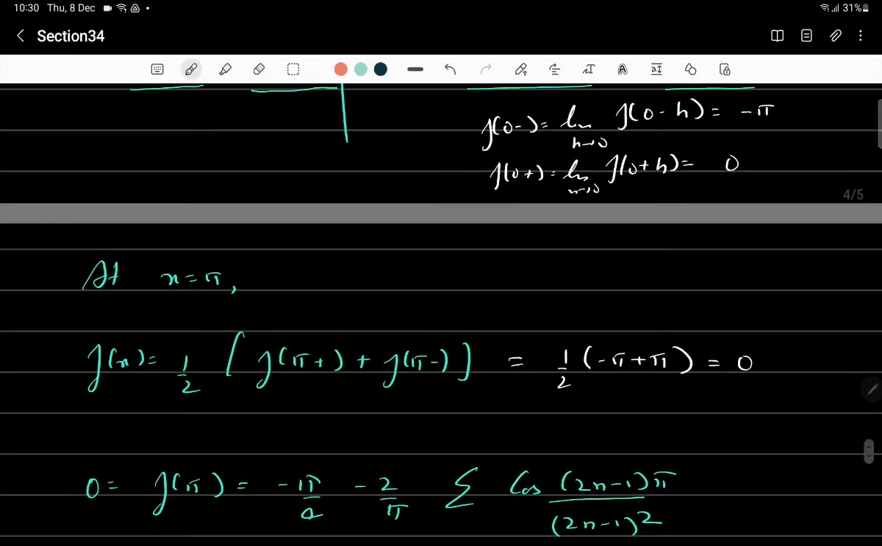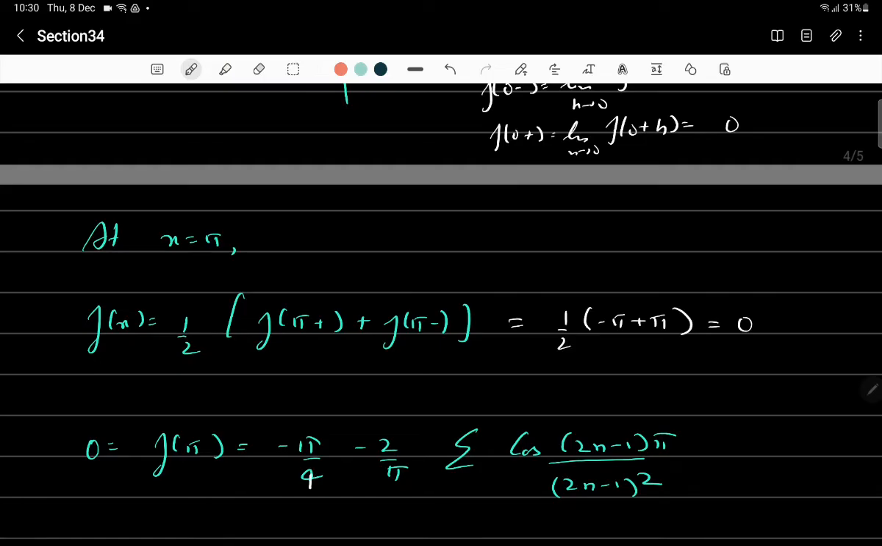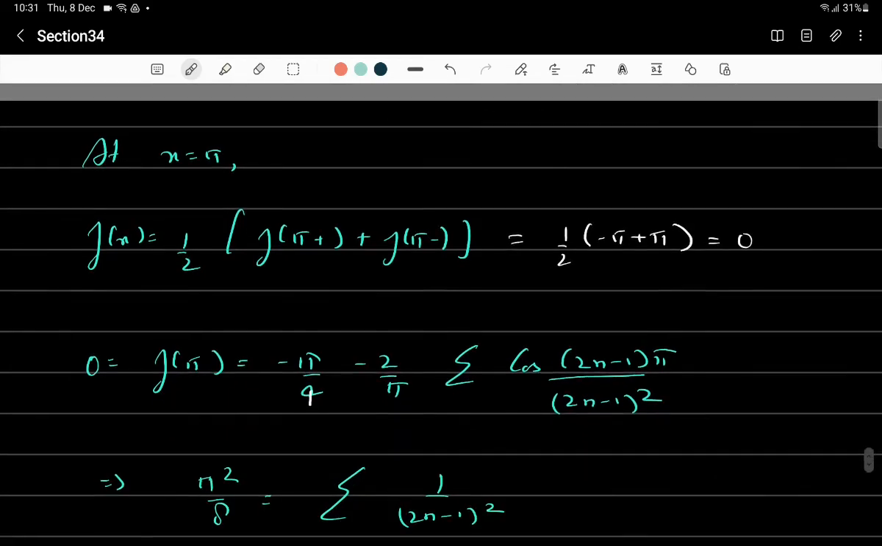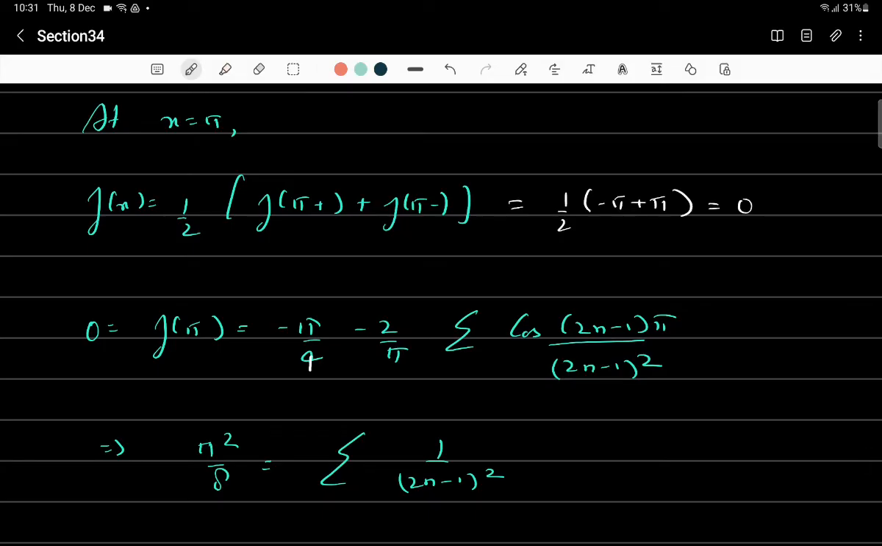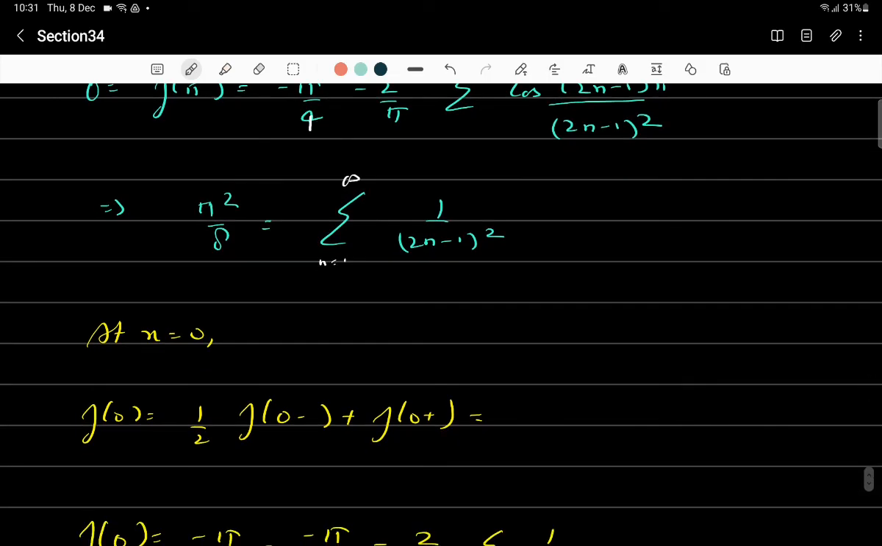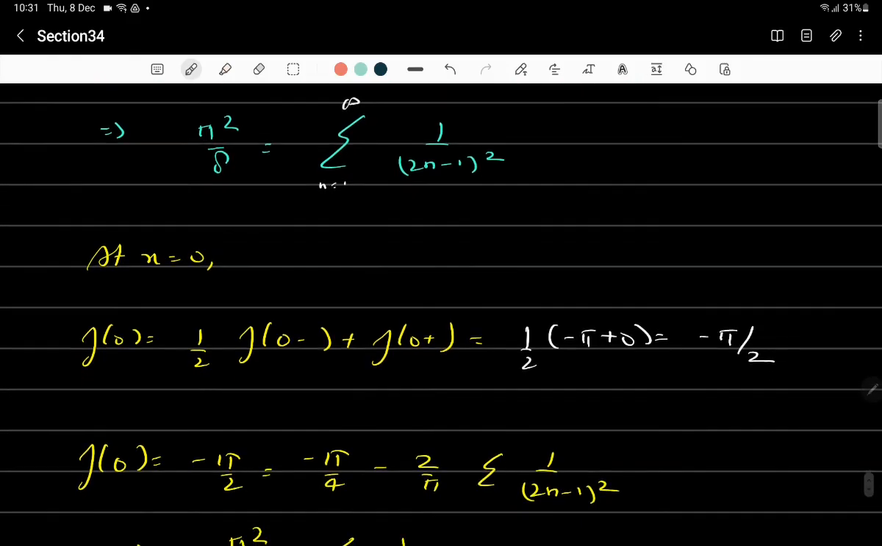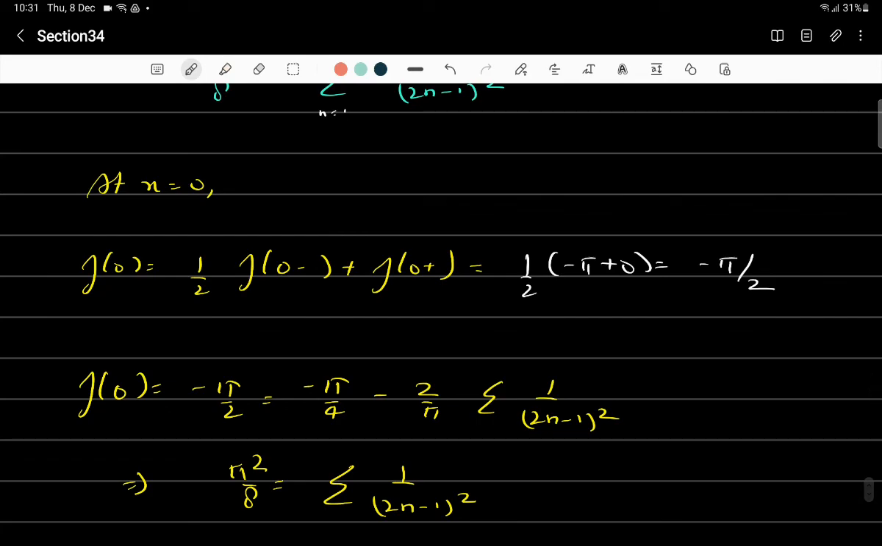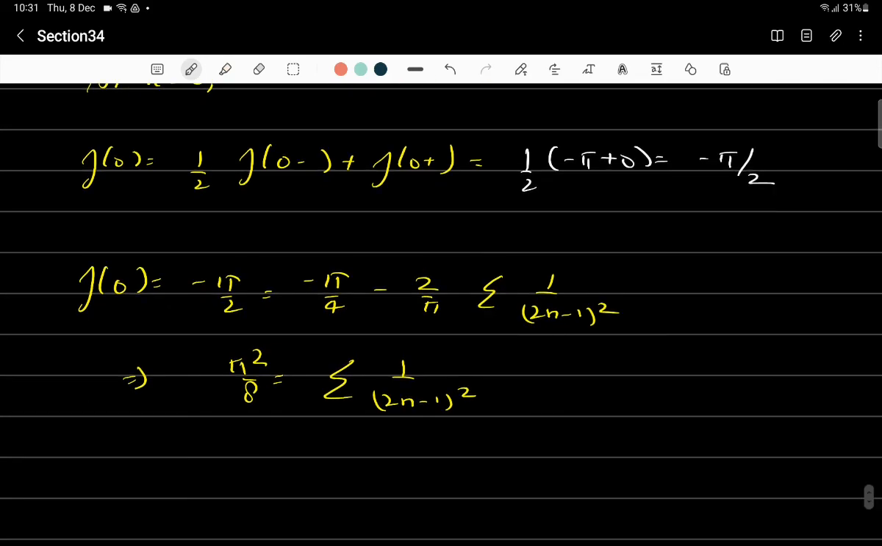Now I substitute into the series. As we have seen, sin pi is 0 and cos (2n minus 1) pi is minus 1, and that's why I will get the following sum: pi square by 8 is equal to the summation over n of 1 by (2n minus 1) whole square. Similarly, at x equal to 0, we have just computed that it becomes half of minus pi plus 0, so that's why minus pi by 2. I substitute the required values and I will have the sum which I am looking for. So that's all from Dirichlet condition. In the next class, we will introduce the concept of Fourier sine series and Fourier cosine series. Thank you.